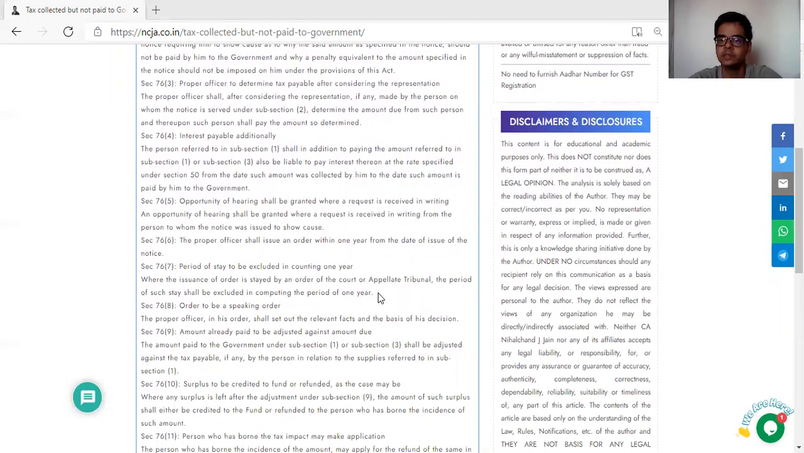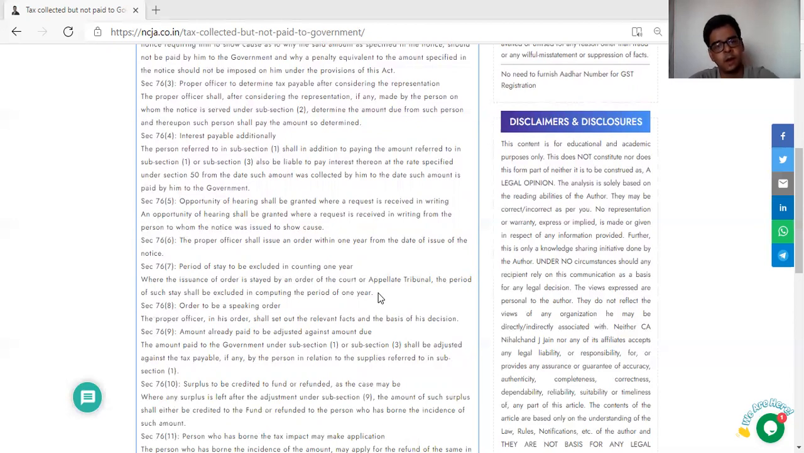Now, what will happen is, once I have received this notice, I will obviously ask the taxpayer, you hear me out. Now, the government is very clear that if you want us to hear you out, you need to approach us in writing, which means an opportunity of hearing shall be granted when a request is received in writing from the person to whom the notice was issued.